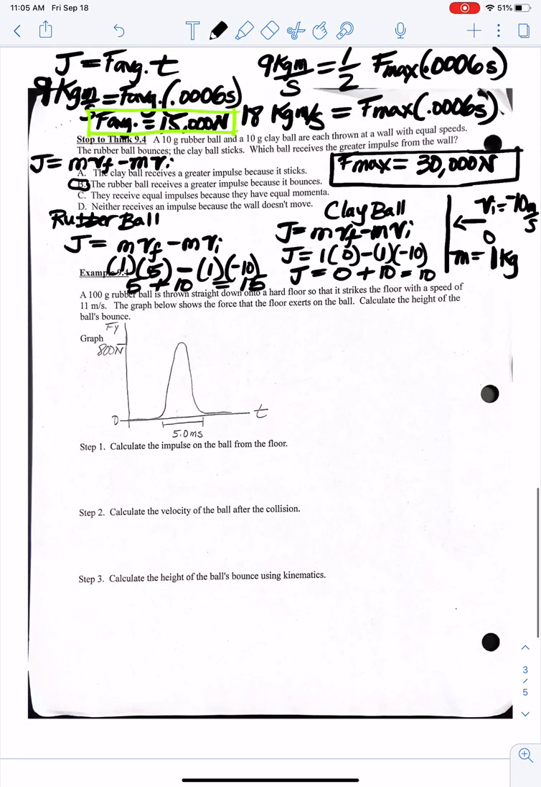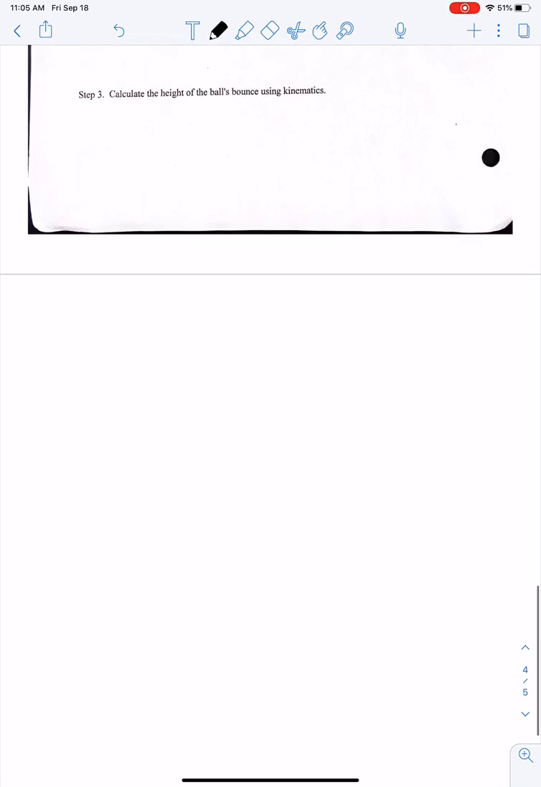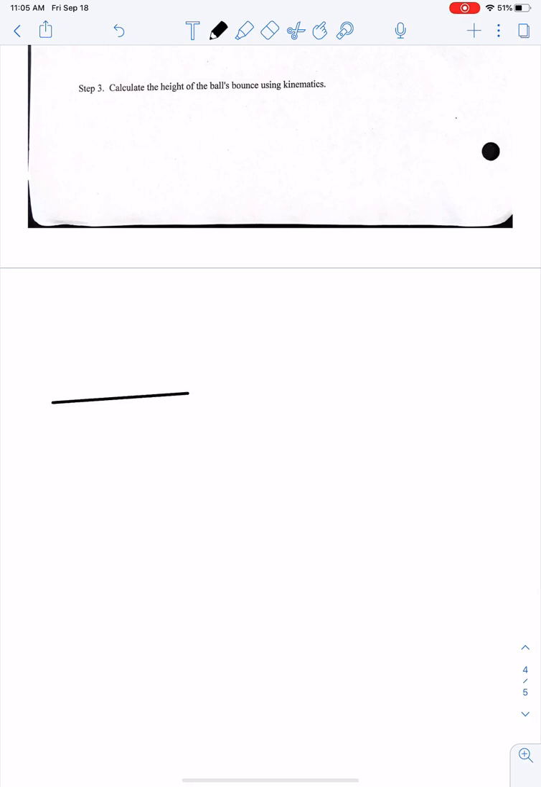Let's go ahead and go to the bottom here. It says a 100-gram ball is thrown straight downward onto a hard floor. So it strikes the floor with a speed of 11 meters per second. The graph below shows the force that the floor exerts on the ball. I'm just going to go ahead and draw this really quick. So we have a floor here. A ball is headed downwards at an initial velocity of -11. And this is the before.